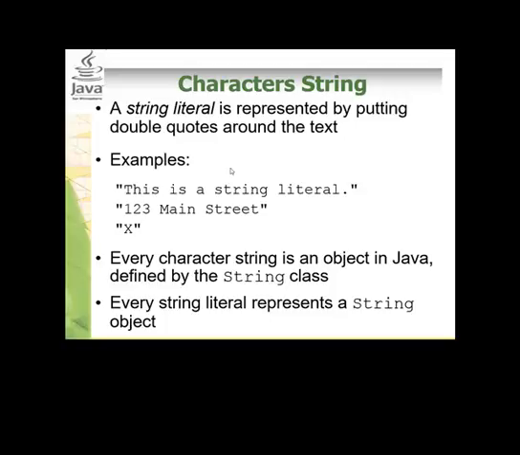So a string literal is represented by putting double quotes around the text. You've seen before when I define a string variable, I put it in double quotes. So double quotes for any string that I would like to use in my program. This is the example that you can see here. This is a string literal, so you have the double quotes. It must be ended with this. It must be put into this double quote structure.